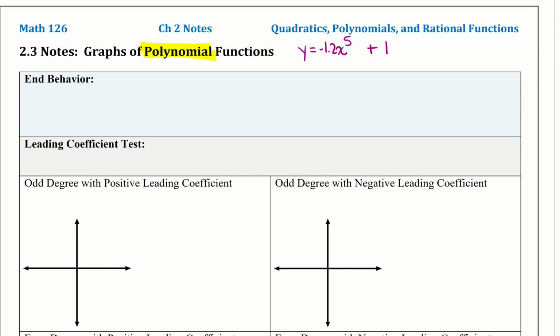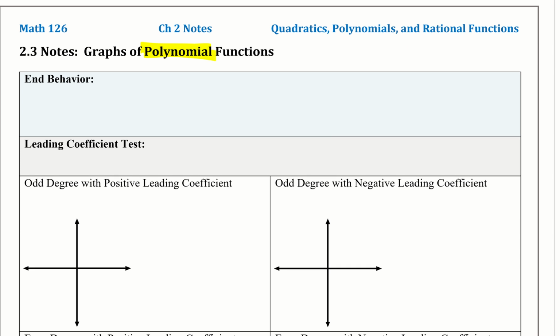It can be in ascending or descending order, but all of the powers must be positive powers. We're not going to have any powers that are negative at all. Also, with polynomial functions, those powers are all whole numbers. Just keep that in mind when we're talking about a polynomial.